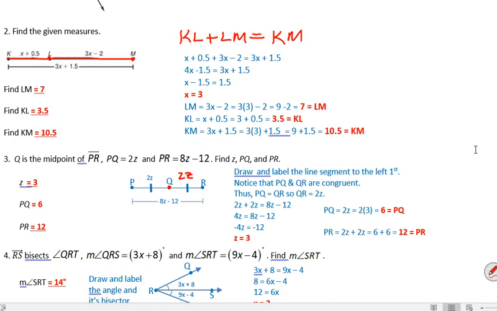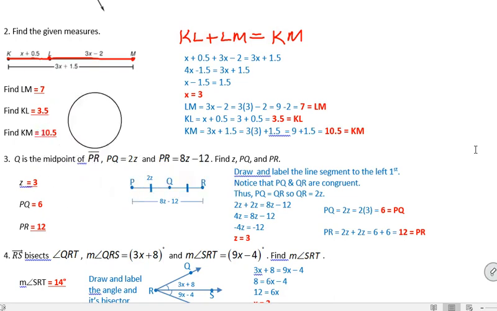Again, solve for Z. That would probably be one of your answer choices here. But just make sure you're paying attention to what it says in the problem as to whether you're solving for Z or you're solving for one of the segment lengths. Notice I've written out here, draw and label the segment, and then notice that PQ and QR are congruent, thus PQ and QR are equal, so QR is also 2Z.